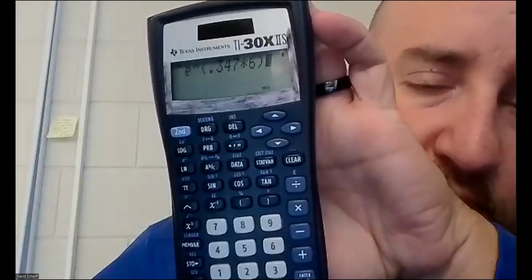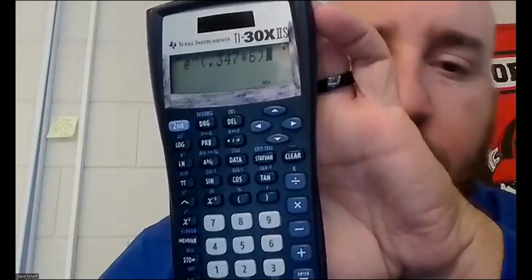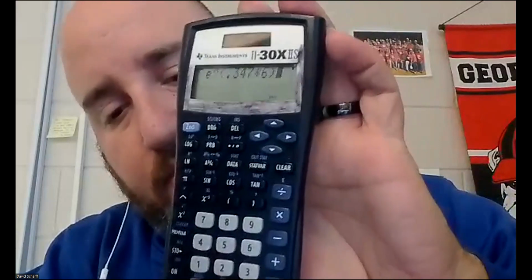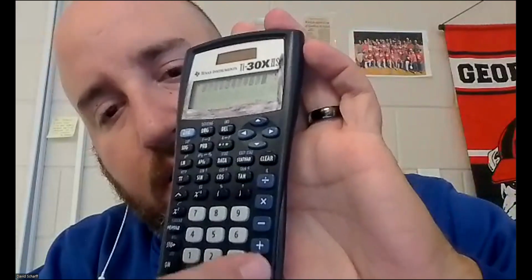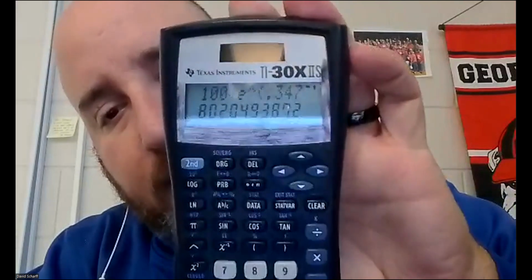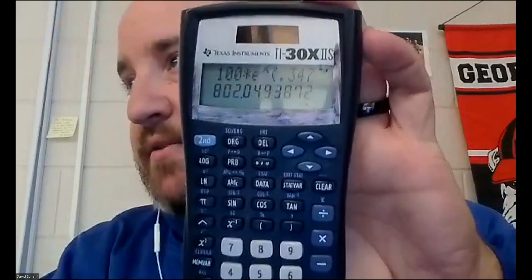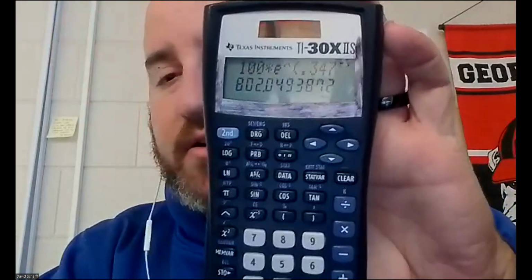I know it's flipped. I don't know if there's a way to flip the camera. So we got it in here. We're going to hit equals. And it's kind of hard to see, but it's 802.4. It's flipped upside down. It's 802.4.